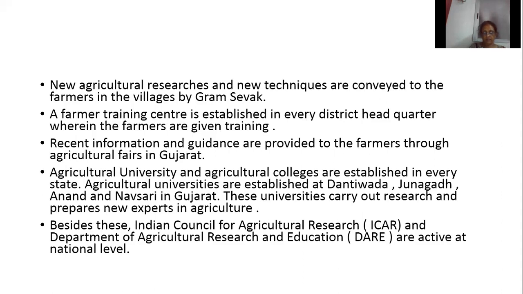New agriculture research and new techniques are conveyed to the farmers in the village by the Gram Sevaks. Then a farmer training center is established in every district headquarter where the farmers are given training. Recent information and guidance are provided to the farmers through agriculture fairs in Gujarat. Then agriculture universities and colleges are established in every state. Where are the agriculture universities established in Gujarat? Dandivada, Junagadh, Anand and Navsari district.